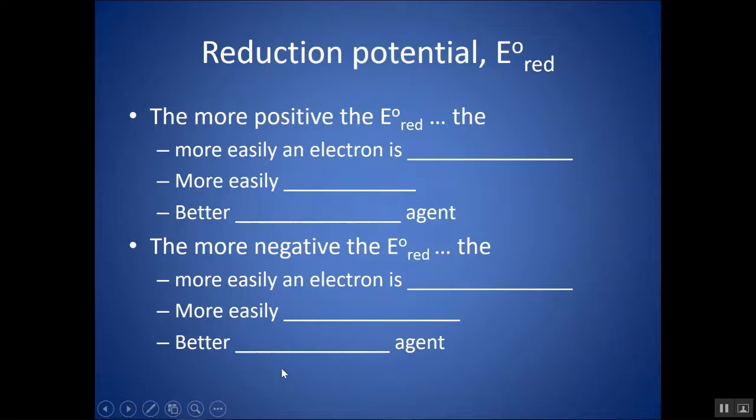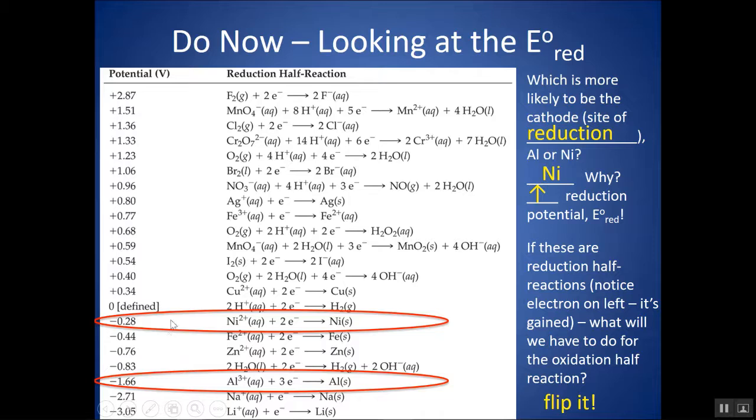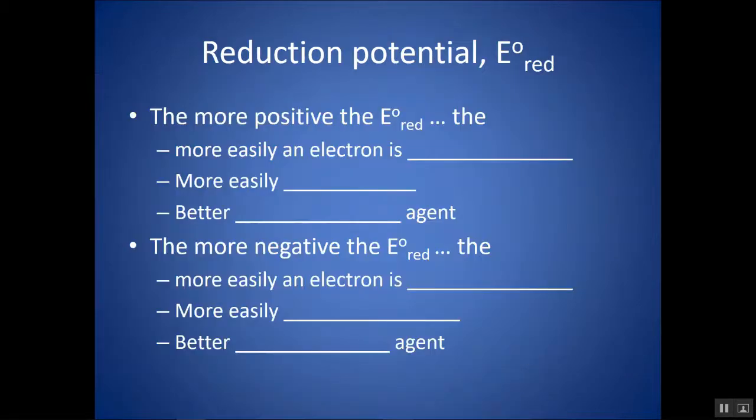So just to sum this up, the more positive the reduction potential, and again, notice here we're comparing two negative numbers. That's fine. You're just picking the one that is higher or more positive. So whichever is the higher reduction potential, the more easily an electron is gained, the more easily it is reduced. And this is kind of old language next, but it's the better oxidizing agent, and they kind of took that off the AP. The more negative the reduction potential, the more easily an electron's lost, so the more easily oxidized it is, and that's more likely to be happening at the anode.